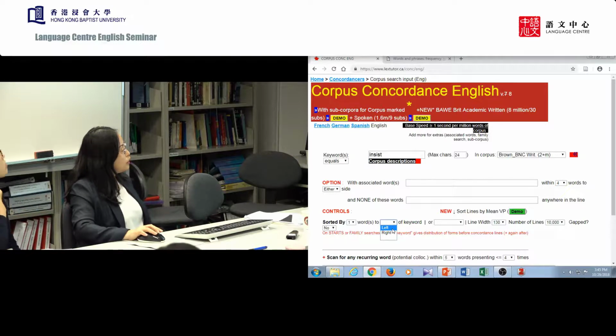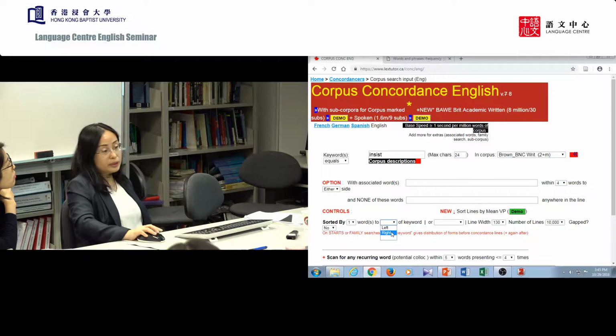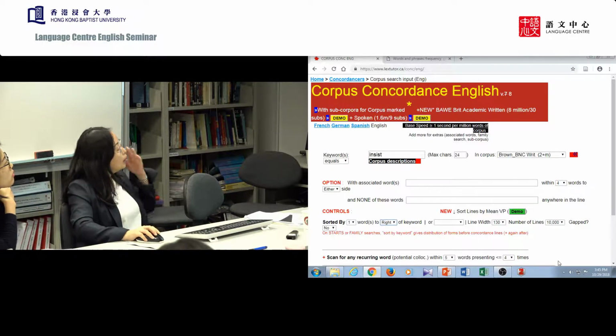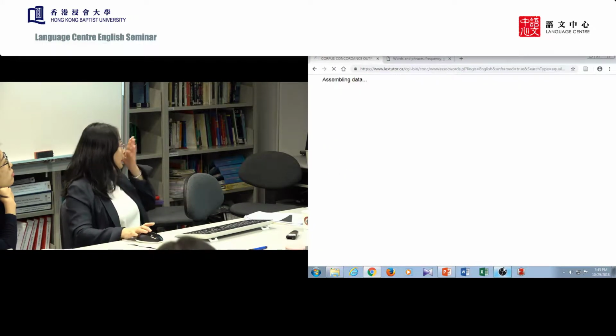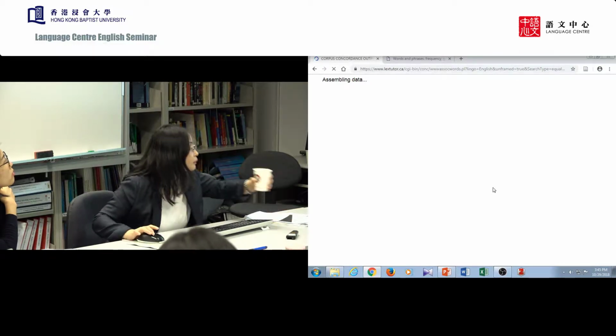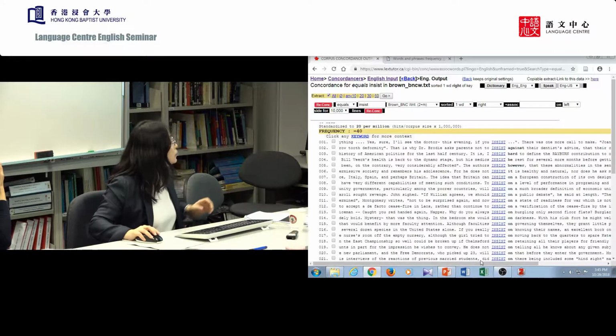Maybe we're interested in knowing how the word insist should be used, so we should choose to sort the word by one word to the right of the keyword, right? Insist on, insist upon. Then just click on Get concordance. So you get all the concordance.